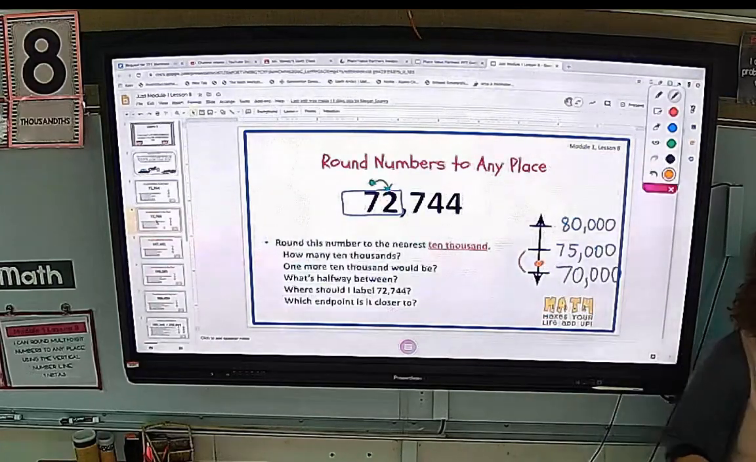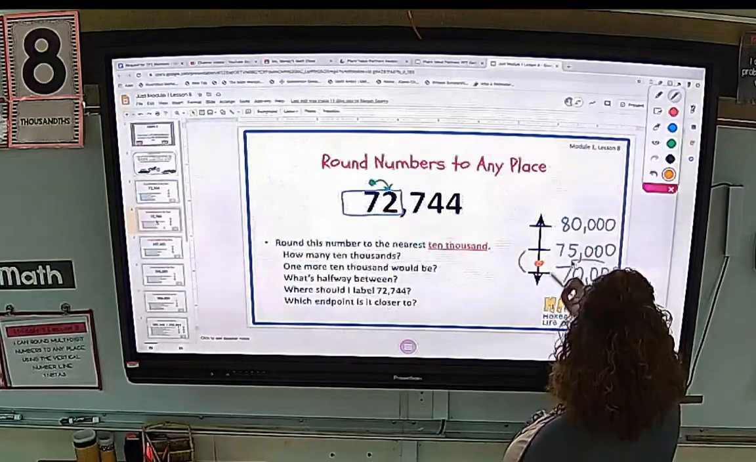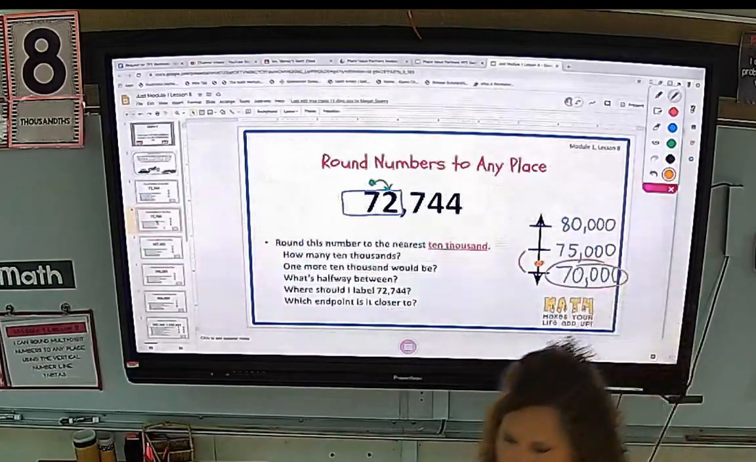So our number is closer to 70,000 or to 80,000? 70. Do you see that? Okay. This is 72,000. It's smaller than 75,000. It's going to be down here. It's going to be closer to 70,000.